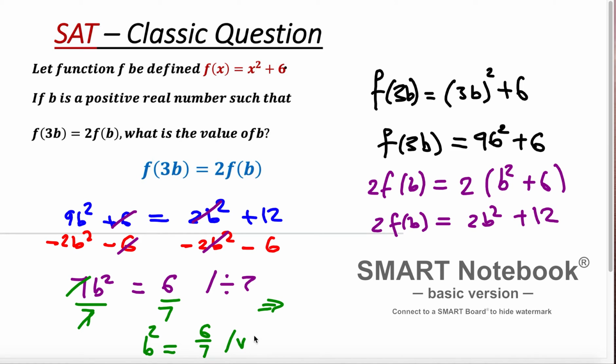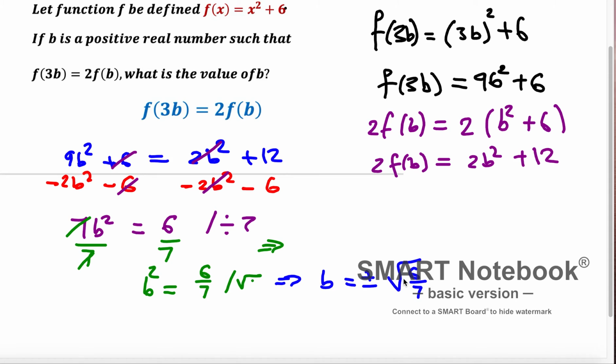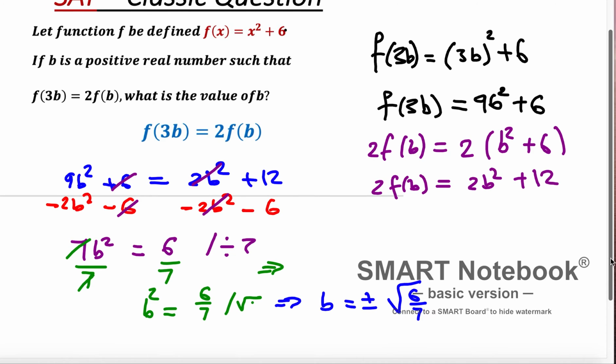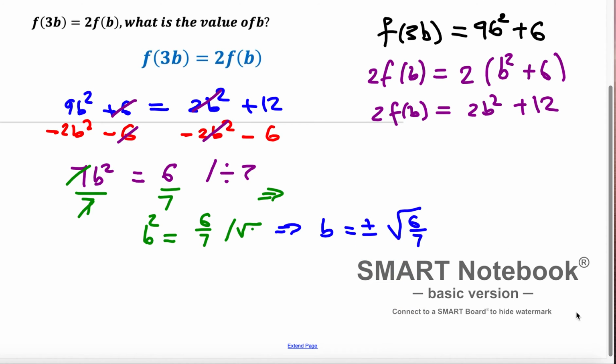If we take the square root of both sides, we get b is equal to plus or minus the square root of 6 divided by 7. But because b is a positive real number, we are taking just the positive value here. We are not taking the negative value.